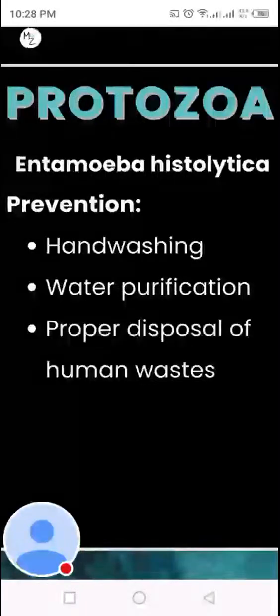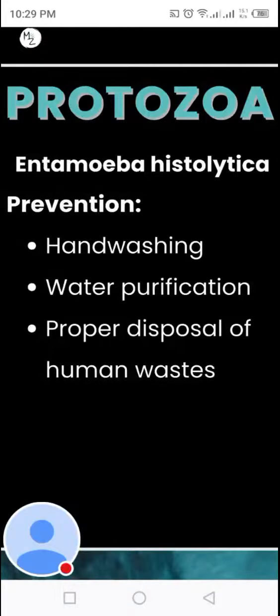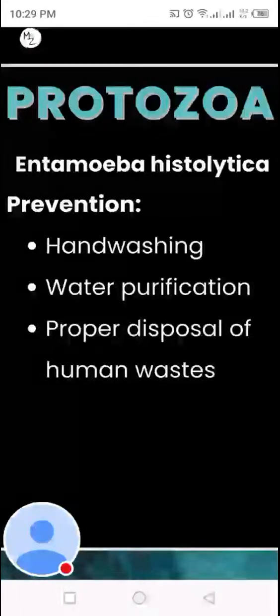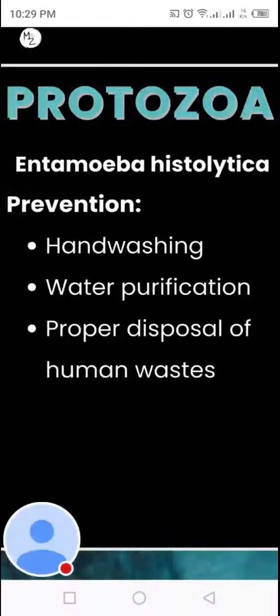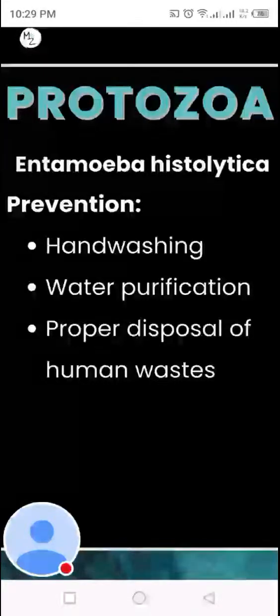And then we need to properly dispose of human waste, because human stool has the cysts in it that cause infection. So we need the proper disposal of human wastes. And that was the last slide of today's session.